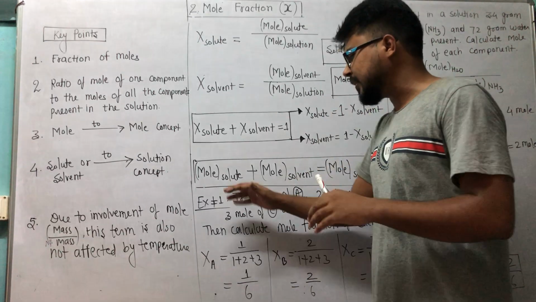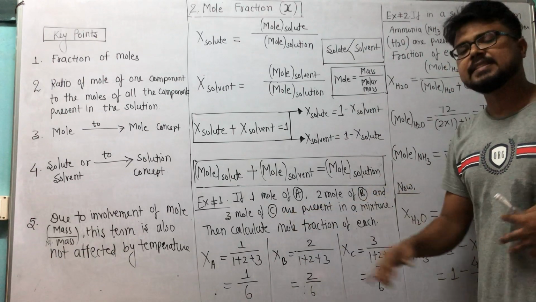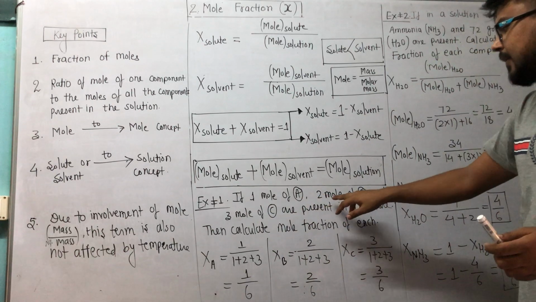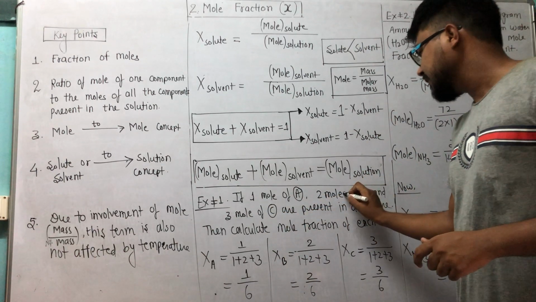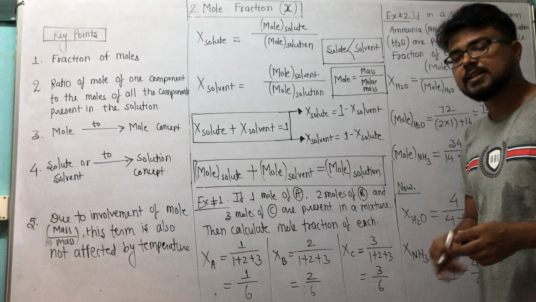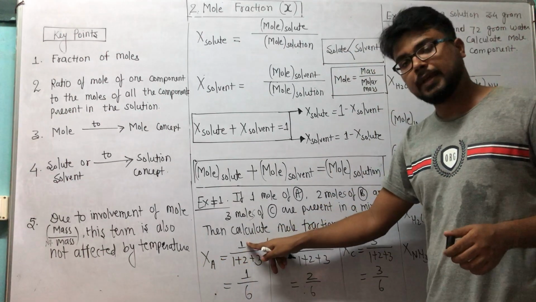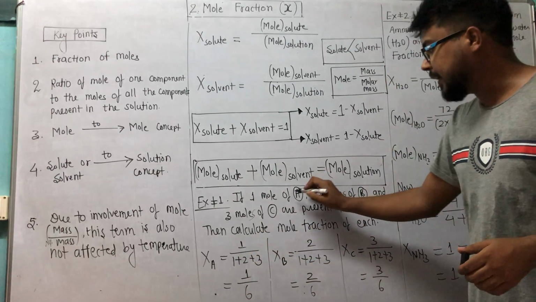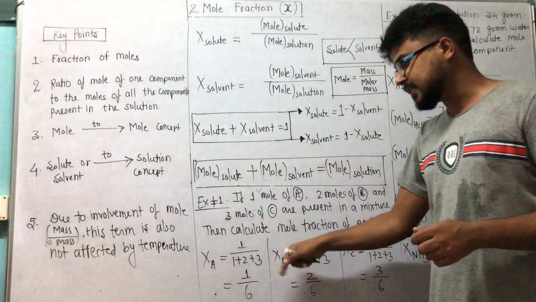A very simple question. 1 mole of A is one component, B is another component, and C is another component. Here 3 components are there, correct? So if 1 mole of A, 2 moles of B, and 3 moles of C are present in a mixture, then calculate the mole fraction of each component. So mole fraction of A is nothing but mole of A divided by total mole. What is mole of A? It is 1. What is total mole? 1 plus 2 plus 3. Answer is 1 by 6.